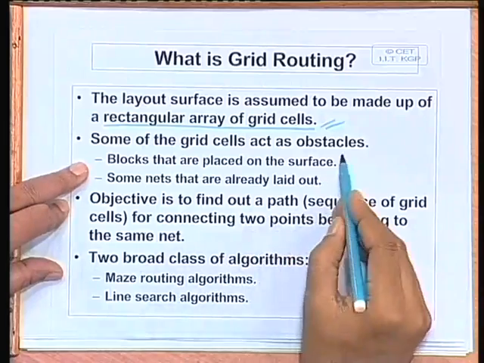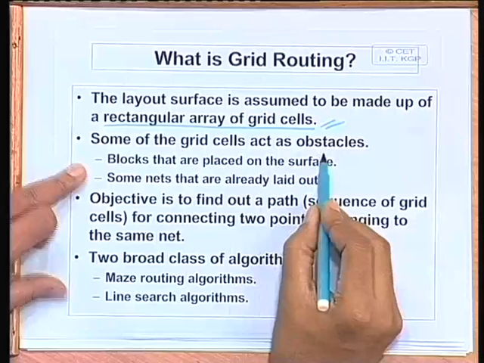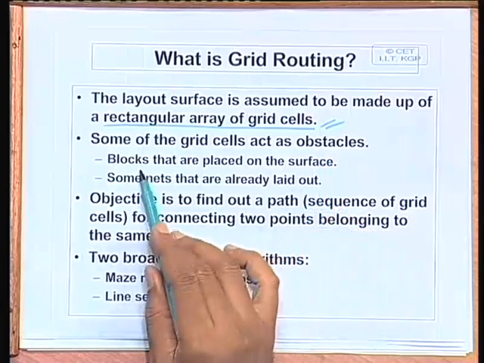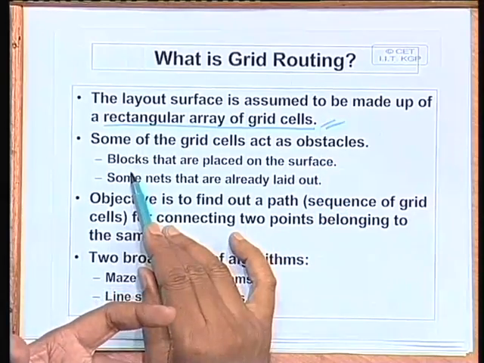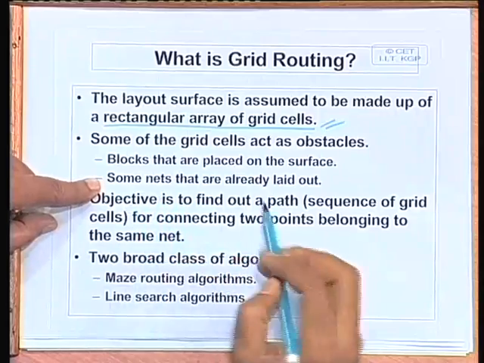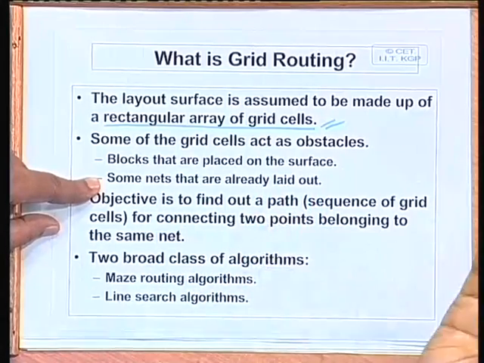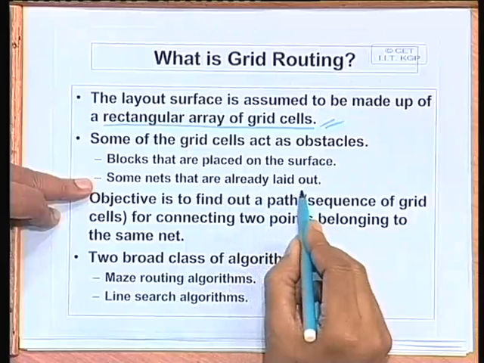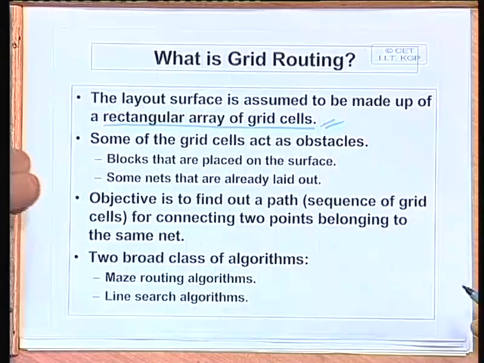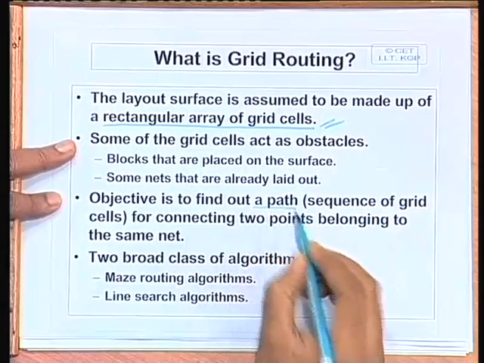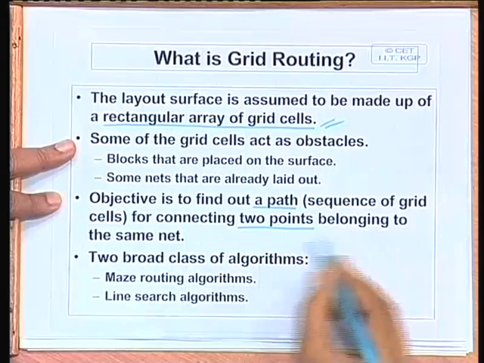Now, in that imaginary array of grid cells, some of the grid cells can act as obstacles, because not all of them are free for routing. Obstacles can be of two types. There can be some blocks which are the circuit cells, so circuit cells can be treated as obstacles on the surface of the grid, and some of the interconnecting nets which you have just laid out will also act as obstacles for the future laying out of nets. So, some nets which are already laid out will also be acting as obstacles. Now, in grid routing, our objective is to find out a path connecting two points, obviously belonging to the same net.